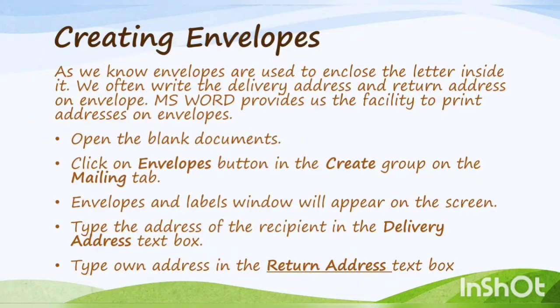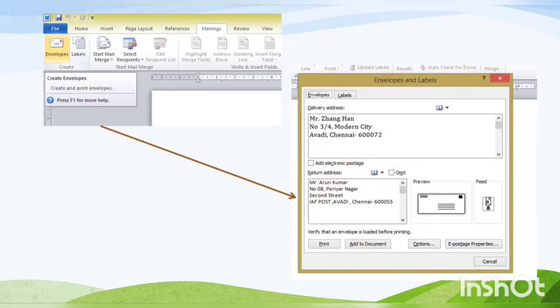What we need to do is open a blank Word document, and then go to the mailings tab, the same as your mail merge concept. Go to the mailings tab and then click on envelopes. When you click on envelopes, another window opens, that is the envelope and labels window. You can see a delivery address here. You have to type the delivery address over here and then return address over here. Once you type that, you can see the preview also, this is how it appears.